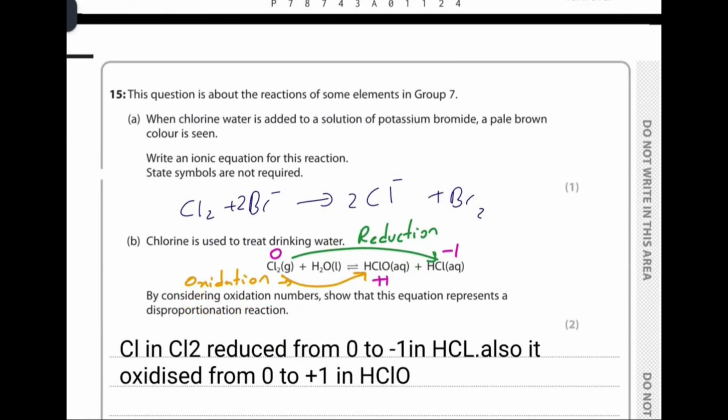Question number 15. The question is about the reaction of some elements in group 7. When chlorine water is added to a solution of potassium bromide, a pale brown color is seen. Write an ionic equation for this reaction. State symbols are not required. Right? So we know that Cl2 reacts with 2Br- ions to form 2Cl- plus Br2 because Cl2 is more electronegative than Br. Right? Chlorine is more electronegative than bromine.